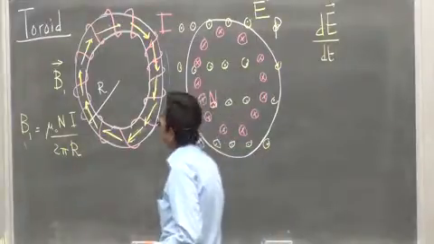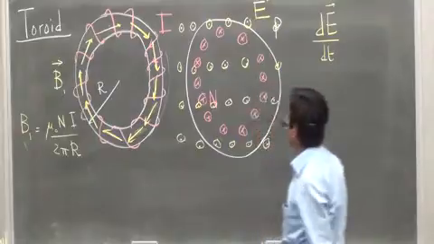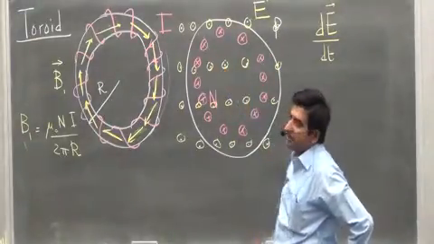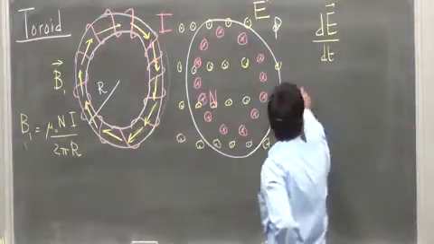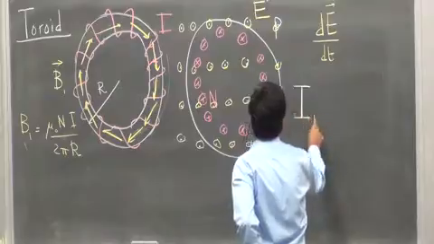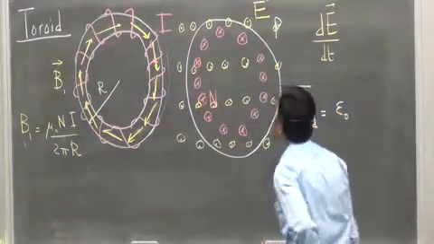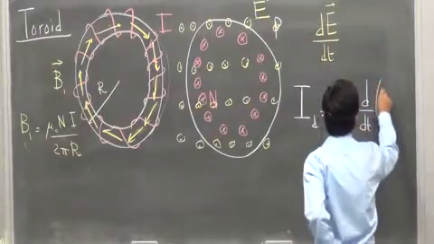Now I have to apply the complete formulation of Ampere-Maxwell's law. I would have to take into account the second term on the right hand side. Now if I were to calculate the displacement current ID, it's going to be epsilon naught times d by dt of the changing electric field E.